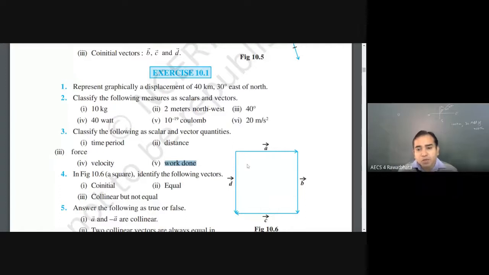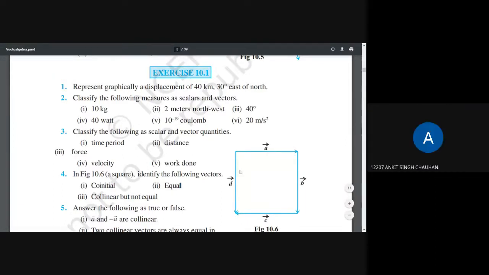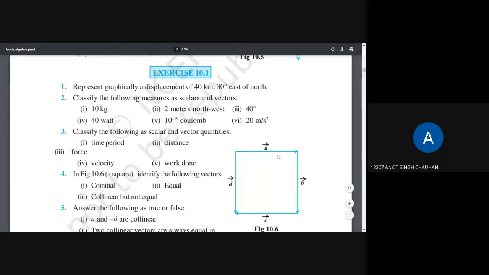Fourth question is that one figure is given. I hope it is visible to you. They are asking to identify the following vectors. Co-initial we discussed. Equal vectors will be those vectors which have same direction and same magnitude. So can you tell me which are two co-initial vectors in this given figure? A and D. They are co-initial. Equal, which two are equal?